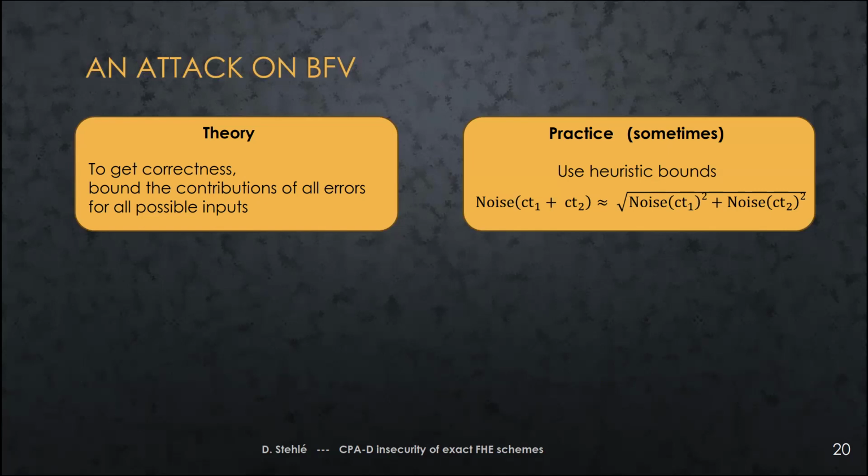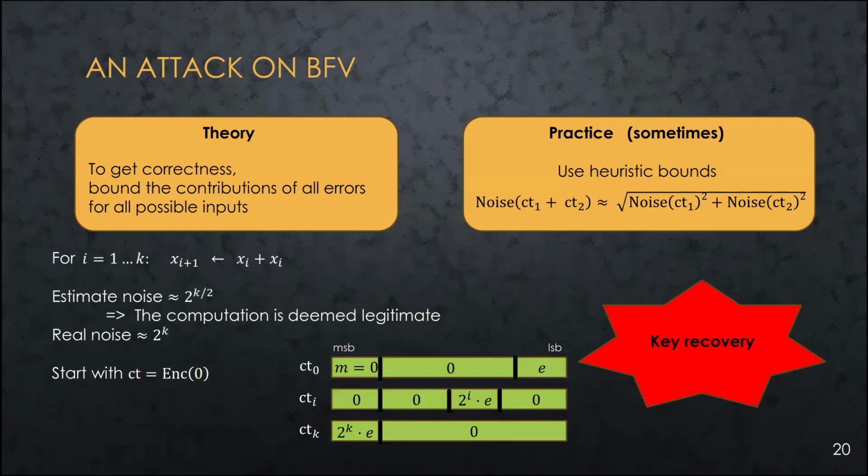Okay, so if the two noises are the same, have the same standard deviation, the triangular inequality would increase the noise bound by a factor 2, and a heuristic noise bound would increase the noise by only a factor square root 2.